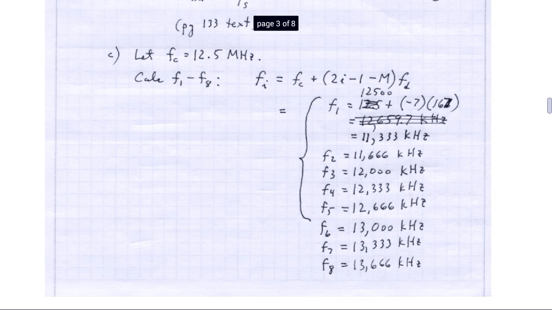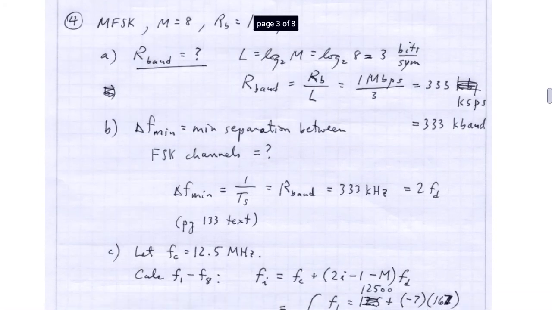Then it says, let the center channel be at 12.5 megahertz. Calculate those 8 frequencies. We're going to use this equation for the frequency number I: the center frequency plus a constant times the frequency difference. You can see that this factor of 2 here means that as I increments by 1, f of I increments by twice FD. We can plug in and get 11.333 megahertz, 11.666 megahertz, 12 megahertz, 12 and a third megahertz, 12 and 2/3 megahertz, 13, 13 and a third, and 13 and 2/3 megahertz. Okay, so those are the values I have for problems 1 through 4. I'll stop this video here. Hope that helps.